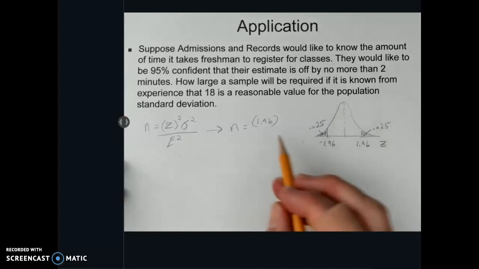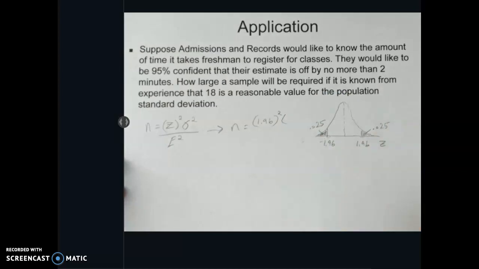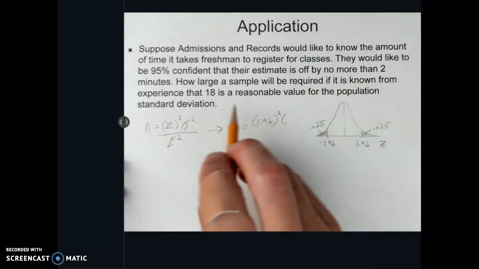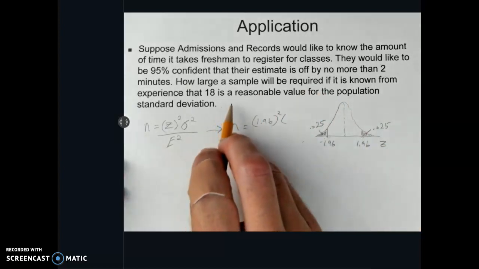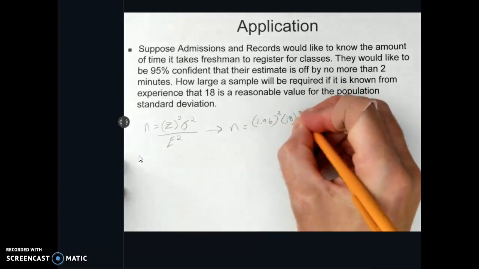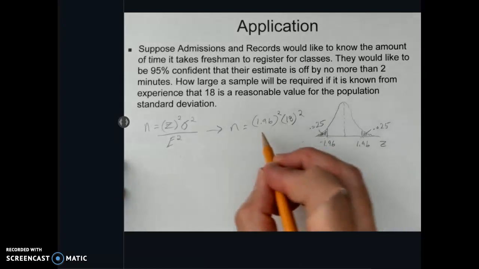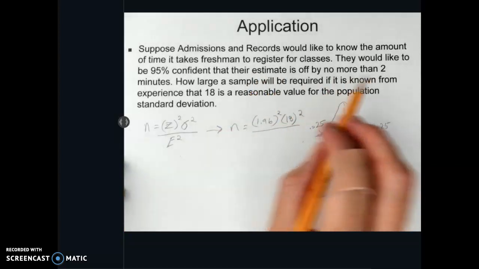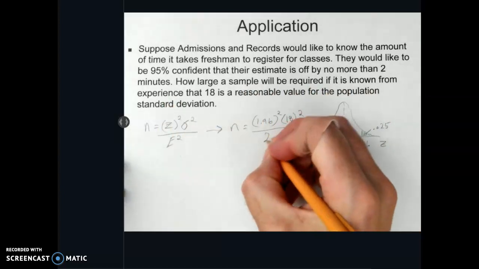All right, so 1.96. Of course, we need to square that. And then we're going to multiply that by the population standard deviation. And that is given to us as 18, right? How large a sample will be required if it is known from experience that 18 is a reasonable value for the population standard deviation? So we're going to put 18 and square that one. And then for our denominator here, we need the margin of error squared. And it says that they would like to be 95% confident their estimate is off by no more than 2 minutes. We're going to put 2 squared.